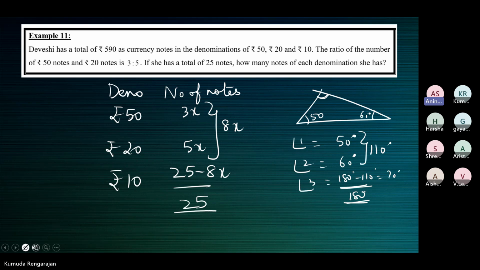Similarly, you have to find this one out. Here also the total number of notes is 25, and the total of 50 rupee and 20 rupee notes is 8x. So 10 rupee notes will be 25 minus 8x.